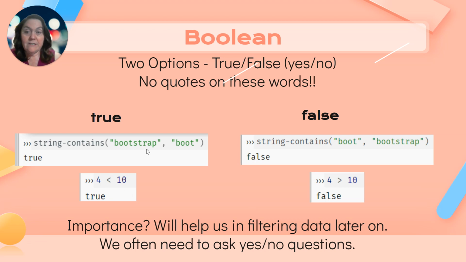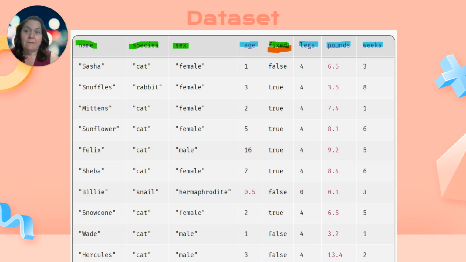Okay? Here, string-contains: does Bootstrap contain boot? It does, so we get a true. But does boot contain Bootstrap? No, so we get a false. And then I just did, is 4 less than 10? True. Is 4 greater than 10? False. Okay. The importance of a Boolean is going to become really evident to students as they get ready to program those filtering functions and say, like, is a species a cat? True or false? Because the trues are going to need to be filtered into a new data set or a new table for me. So Booleans are going to become more and more important as we get going.